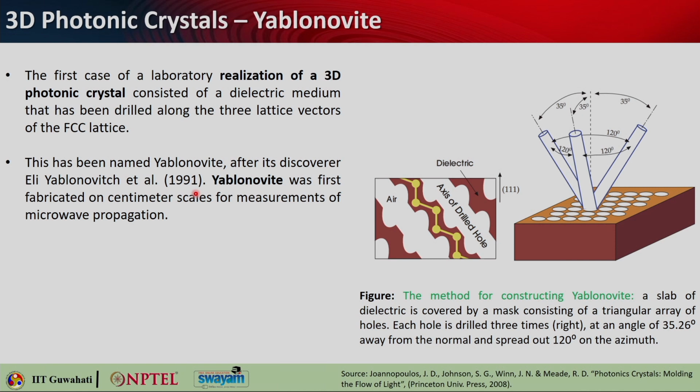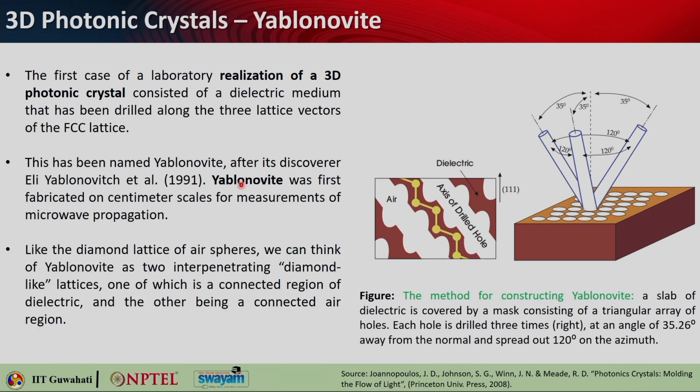1991, after he discovered that photonic band gap was indeed possible, and this particular crystal was named after him, Yablonovite. Okay. And he did the experiments in the microwave domain to show that a band gap is possible. Like the diamond lattice of air spheres, we can think of Yablonovite as 2 interpenetrating diamond-like lattices, one of which is a connected region of dielectric and another one is a connected air region, and those 2 regions are mixed, and that is how you are able to get this particular crystal.